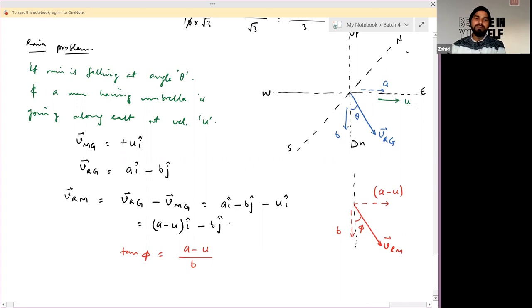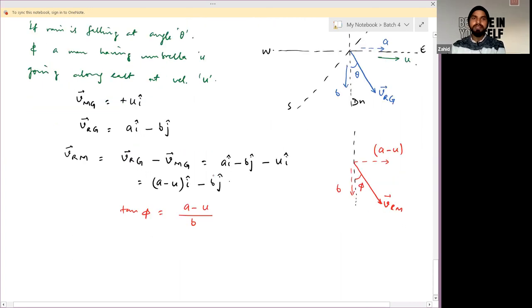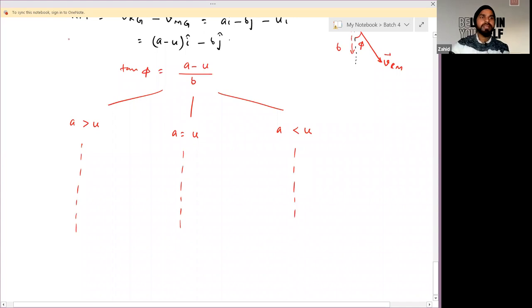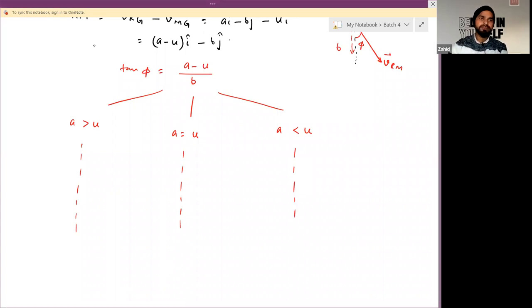Depending upon the value of a and u, this angle may be of three different types. First is if a is greater than u. Second is if a equals u. And third is if a is less than u. So inclination of umbrella would vary depending upon the value of a and u.